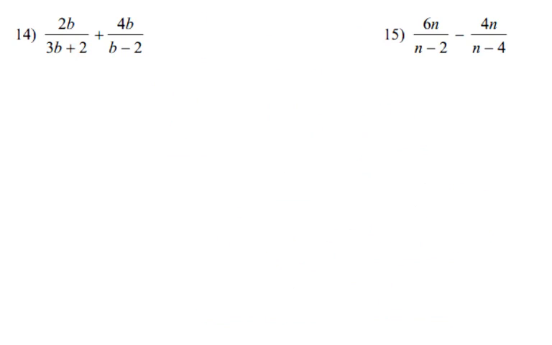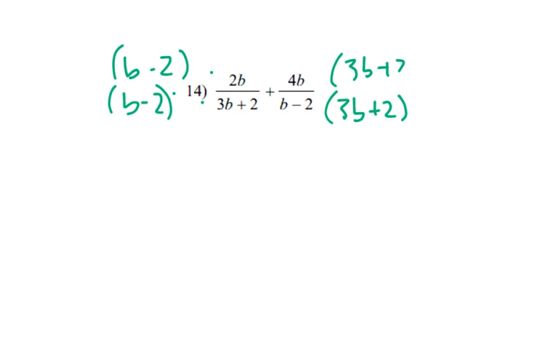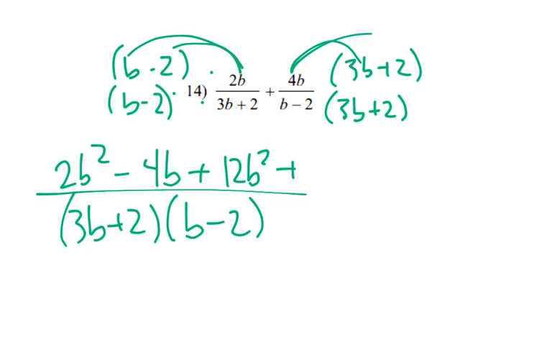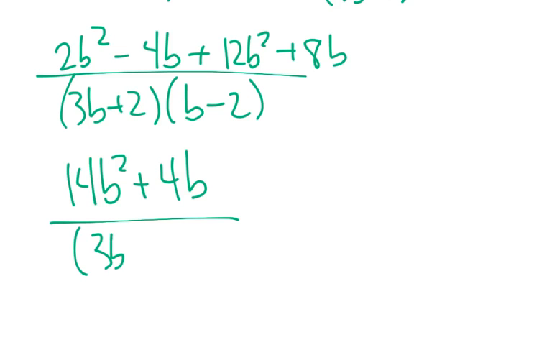Alright, let's take a look at these last ones now. Okay, same process here. Times this side by b minus 2. Times this side by 3b plus 2. Get our common denominator of 3b plus 2 times b minus 2: 2b times b, 2b squared, 2b times 2, negative 2, negative 4b, plus 4b times b, 12b squared, plus 4 times 2, 8b. Then simplify, 14b squared plus 4b over 3b plus 2 and b minus 2, which I could pull out a 4 and a b, but it's not going to leave me with what I want, so I just leave it that way.